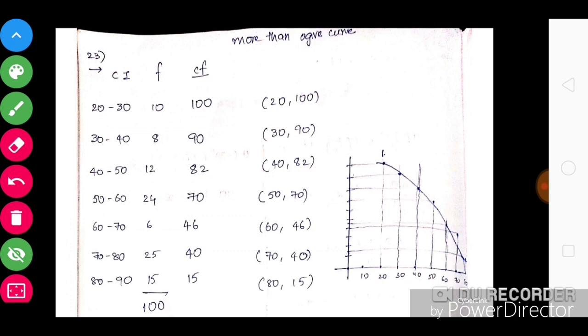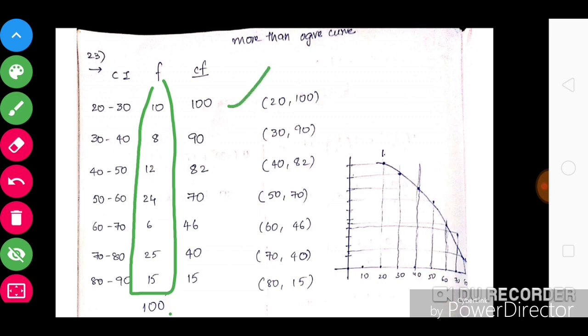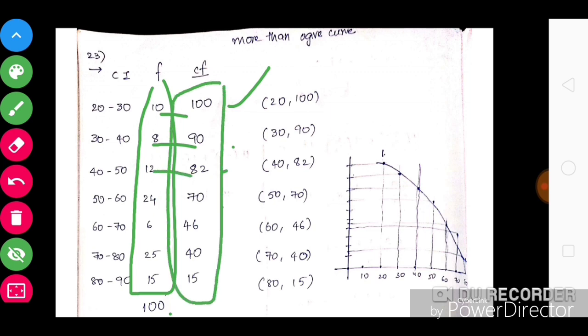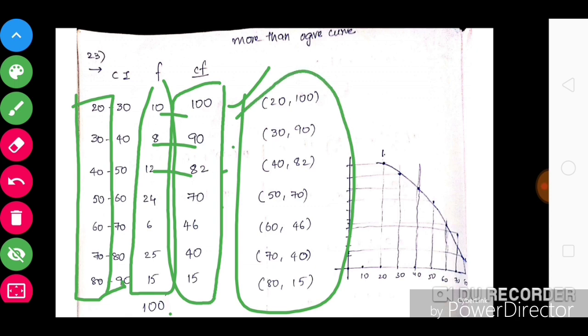So this is a more than type curve. For the more than curve, we have to add all the frequencies. So we'll get 100. That 100 we have to use here. So 100 minus 10 is 90, 90 minus 8 is 82, 82 minus 12 is 70. Like that, we'll get all the cumulative frequencies, and we have to take the lower boundaries. So we'll get all the values here.